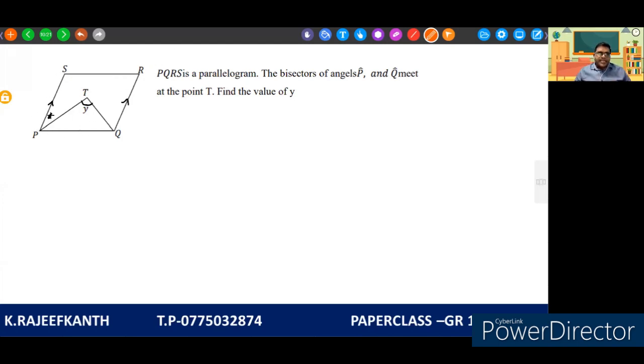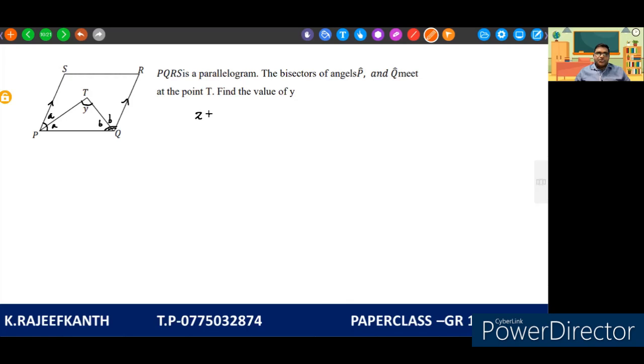So here we can mark these two angles are equal. Here I mark those two angles A. Here QT is the bisector of RQP, then these two are B. Then we know that these two angles are allied angles. Here these two angles are allied angles. Then we know that the sum of allied angles is equal to 180 degrees, because these two lines are parallel.